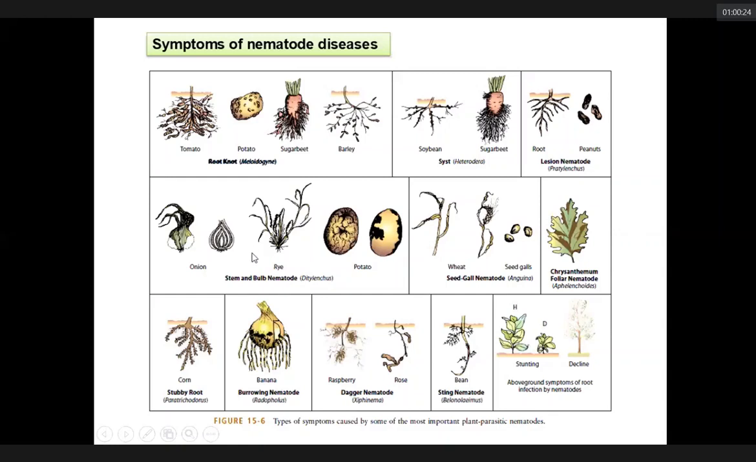Then stem and bulb nematode. The stem, you know, this is the modified stem. You can see here the onion, potato, modified stem. These are all modified stems, right? Is a potato also like that? Yes.